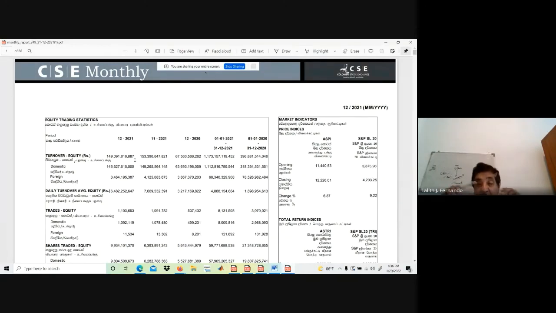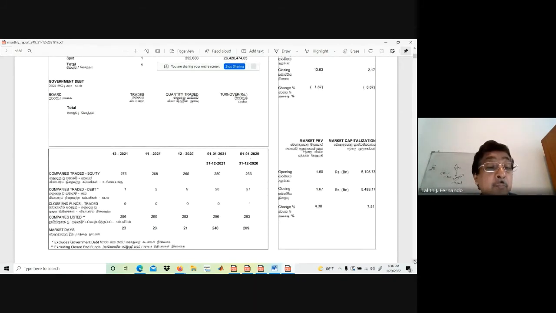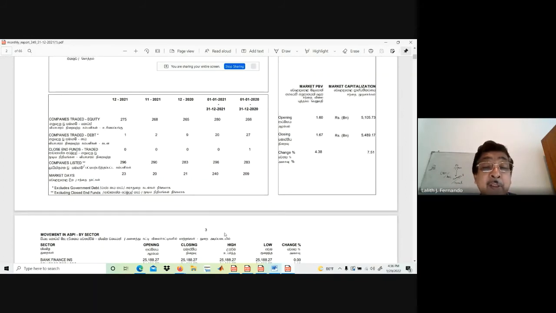Anyway, it is visible. It is visible in this information. So if you go to the sector-wise type of things, then you can just imagine those things. Now here the equity trades are given, then the number of shares also given. And it says the number of market days during this month. There are 23 days in the month of December. Earlier month it was only 20 days.